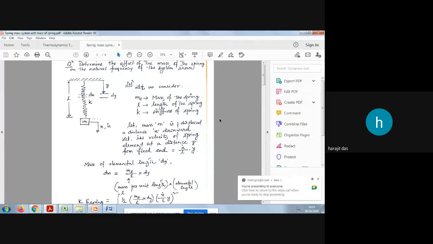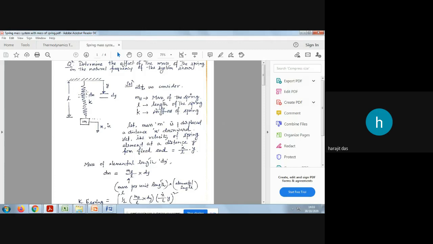So today we are going to analyze a spring mass system where the spring also has some weight. Generally, if the mass of the spring is comparable with the mass of the system, and it has some definite value, then we need to consider the mass of the spring also.